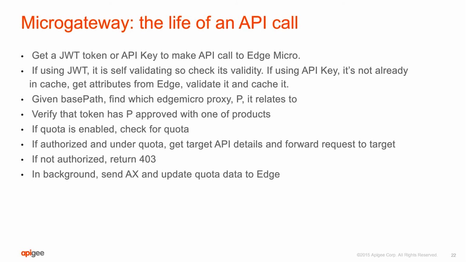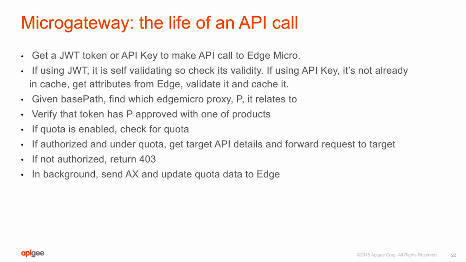Then, based on the given base path, it figures out which Edge Micro enabled proxy it belongs to. Does this proxy belong to a product? Is this product approved for this token or API key? Yes, let the API call go through.